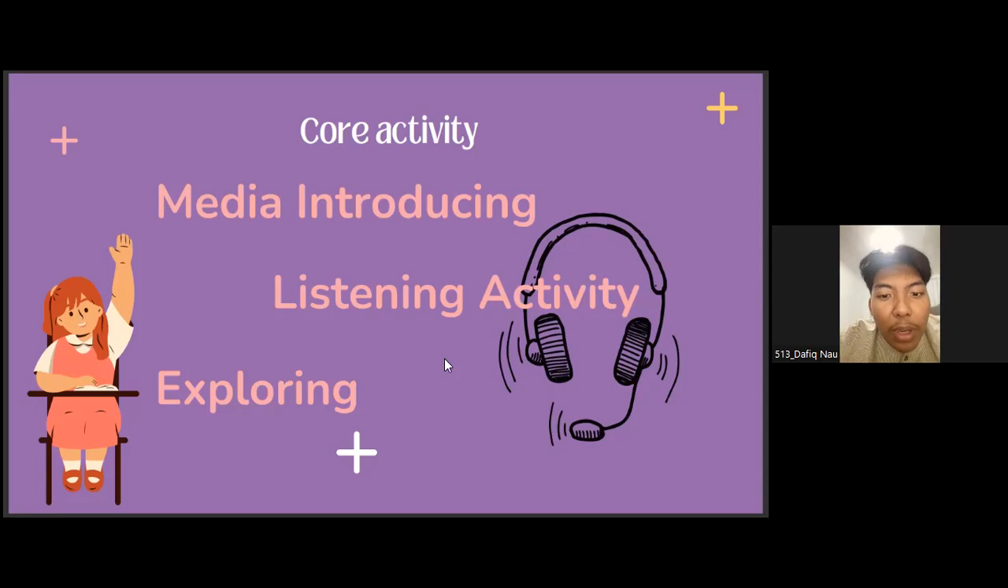After that, we may step into the exploring section, where we give them spare time to explore the media-based listening, so that it gives the learners no boredom and makes them feel relaxed and enjoy the course.